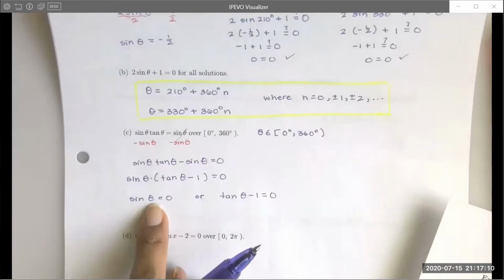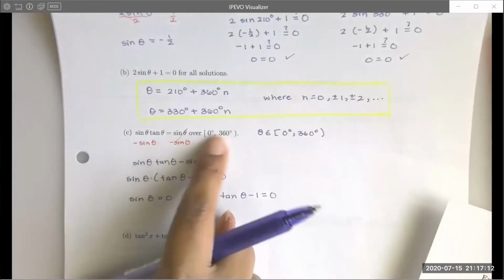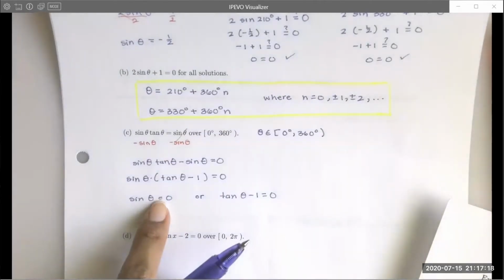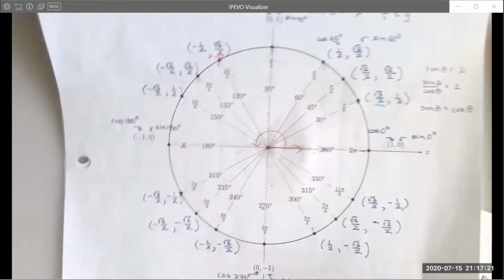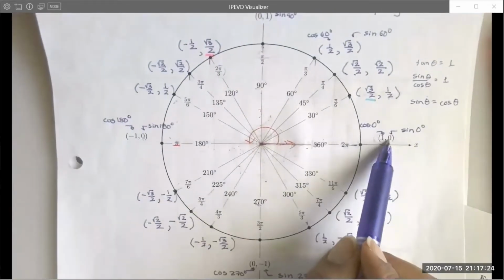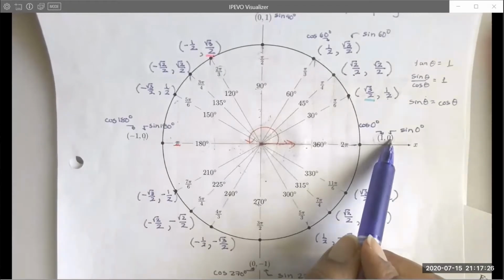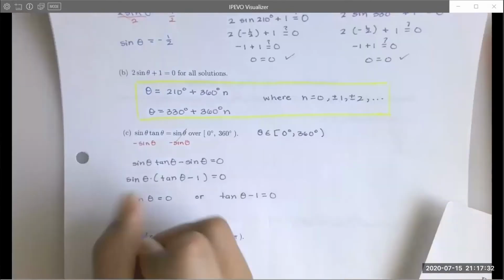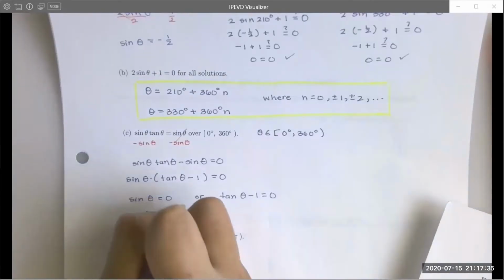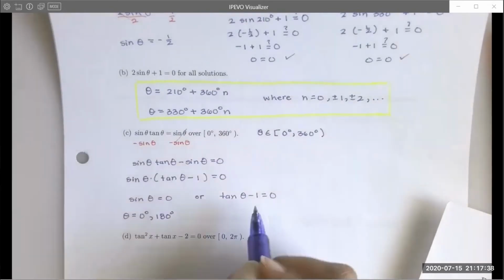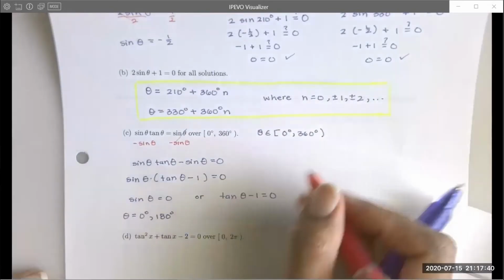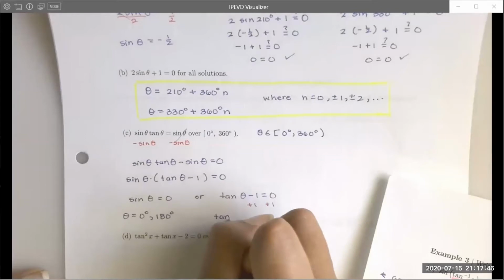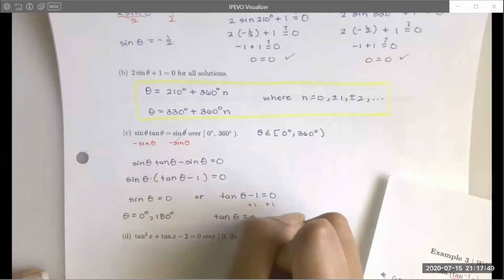Okay, so now we go to the unit circle again. On the interval 0 to 360, including the 0 but excluding the 360, where is sine of theta 0? Well, let's see. Sine of theta, remember this is the y, sine of theta is 0 at 0 and at 180 degrees. All right, so theta here would be 0 degrees or 180. Over here, solving this equation for tangent, we would add a 1 to both sides to try and find all of the angles for which tangent theta is equal to 1.